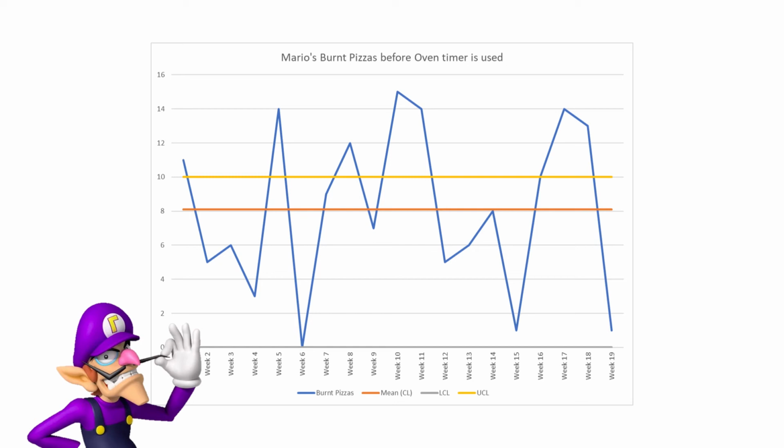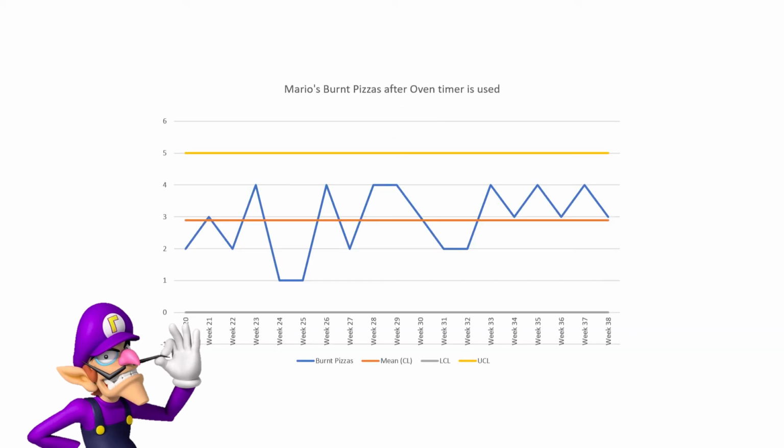The second graph shows the results of the number of burnt pizzas after the changes have been implemented for the 19-week period, giving a mean of 3 burnt pizzas. Result!